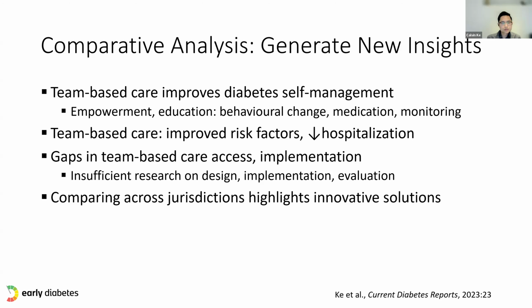But there's a lot of gaps in access to this type of care and implementation. And there's not a lot of research on how we specifically implement this. It just seems like they've sort of grown out organically. And comparing different jurisdictions and how they've implemented this type of approach can really highlight innovative solutions for Ontario and how we can improve our own system locally.